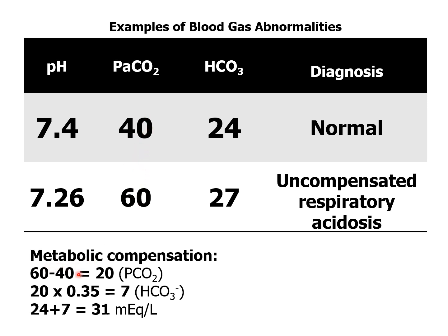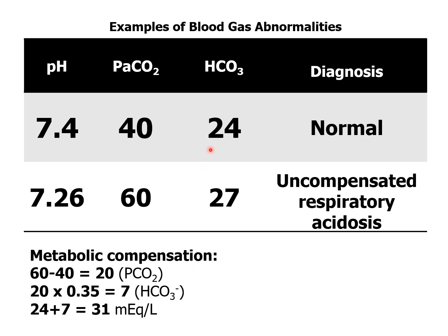So 60 minus 40 is 20 PaCO2. We are going to multiply that with 0.35 because we said that for 1 mmHg increase in the PaCO2, there should be a 0.35 milliequivalent increase in the bicarbonate in order to compensate for respiratory acidosis. But in this case, 20 times 0.35 is 7 bicarbonate.